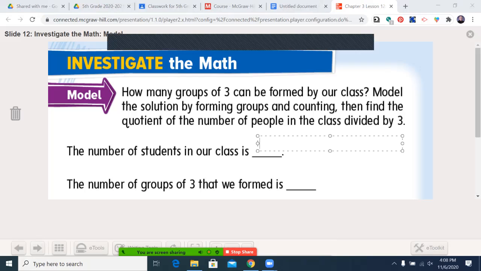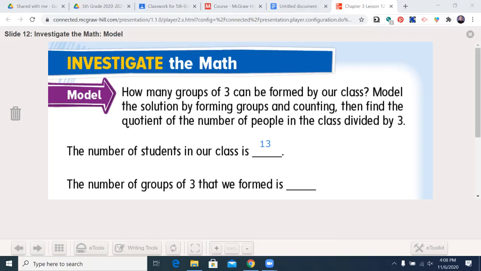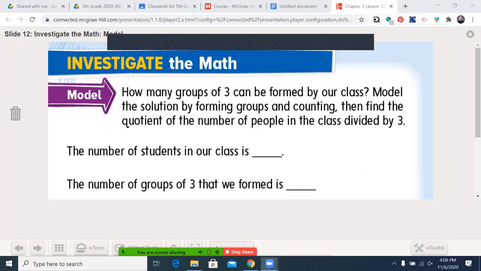So how many students are in our class? 13. And how many groups of 3 would that be? So we would say one group of 3, 6, 9, 12. There are 4 full groups. So what do you think we would do with the remainder? Let's find out what the text says.